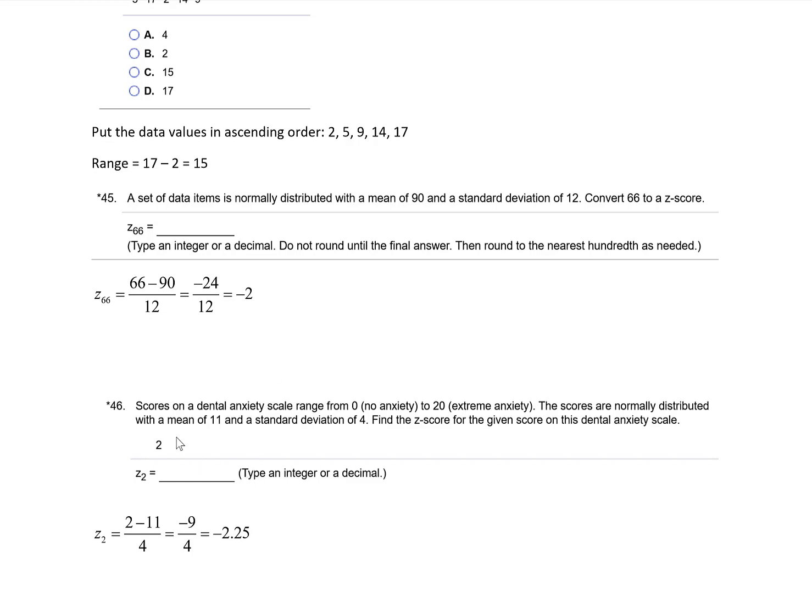And then we have another z-score question. The dental index ranges from 0 to 20. The scores are normally distributed with a mean of 11 and a standard deviation of 4. Find a z-score for a dental anxiety score of 2. So 2 minus 11 is -9, divided by 4, is -2.25.